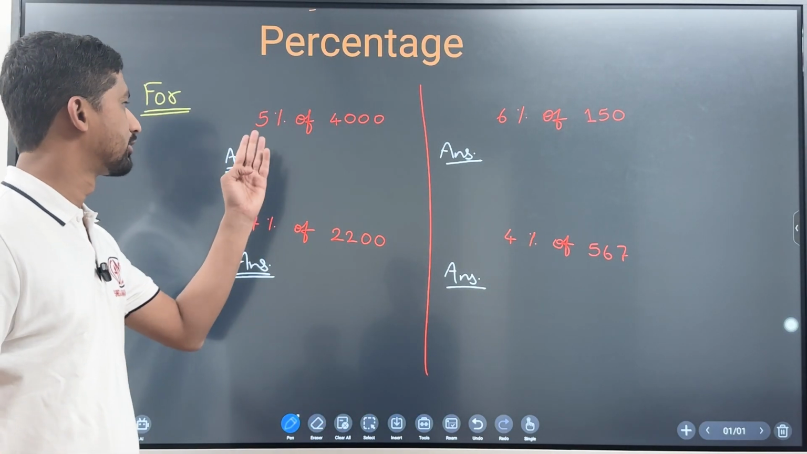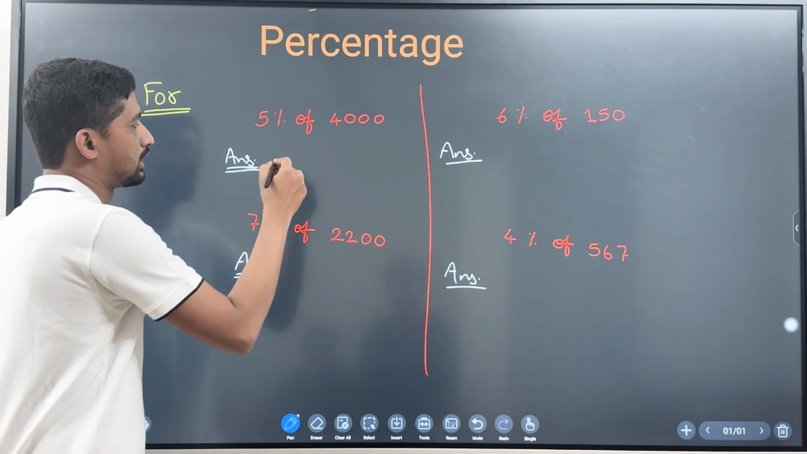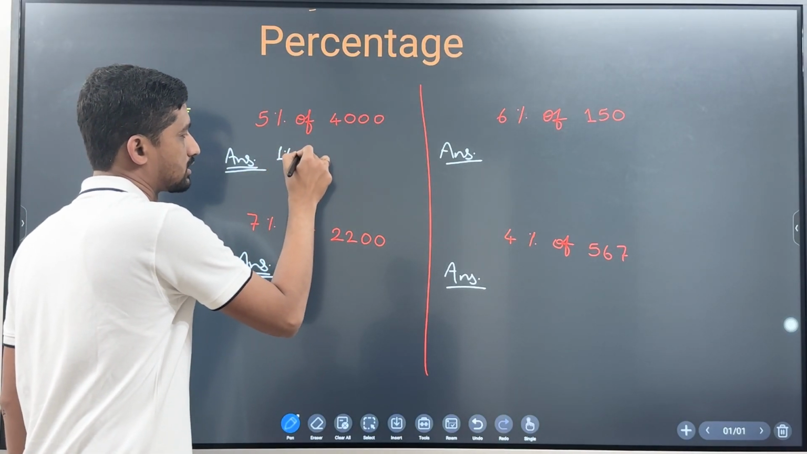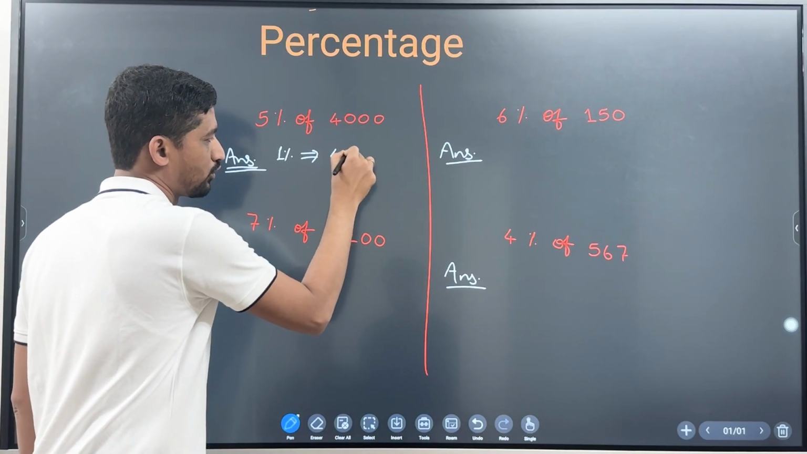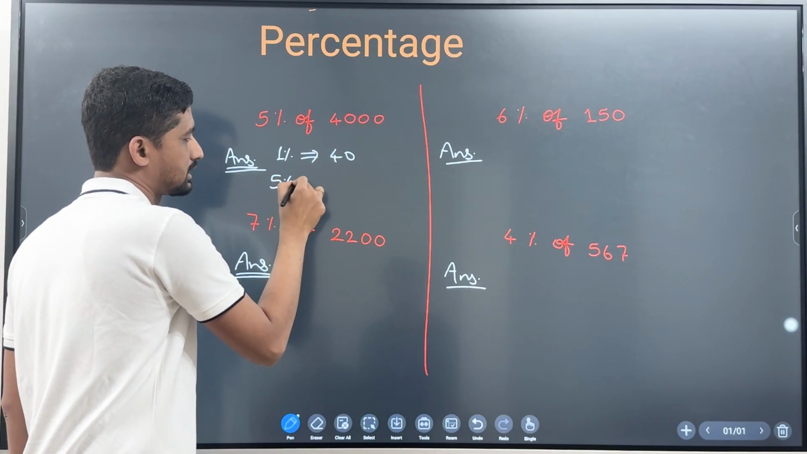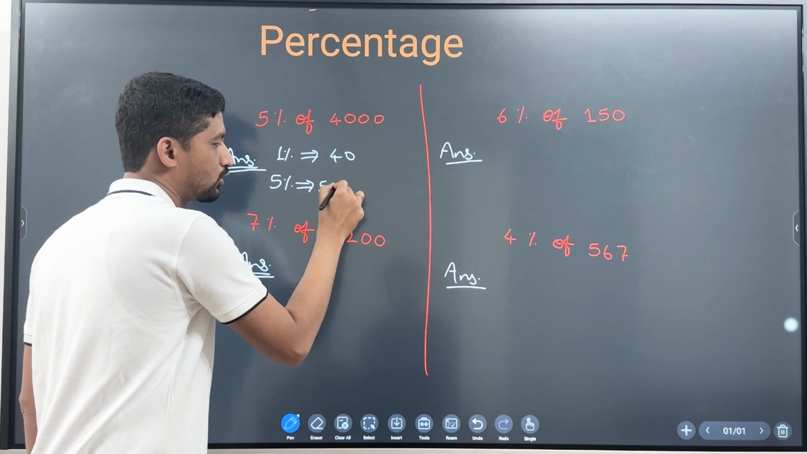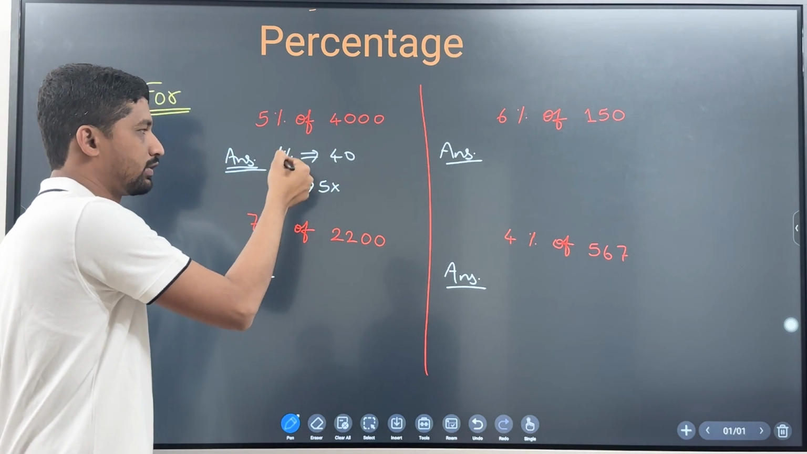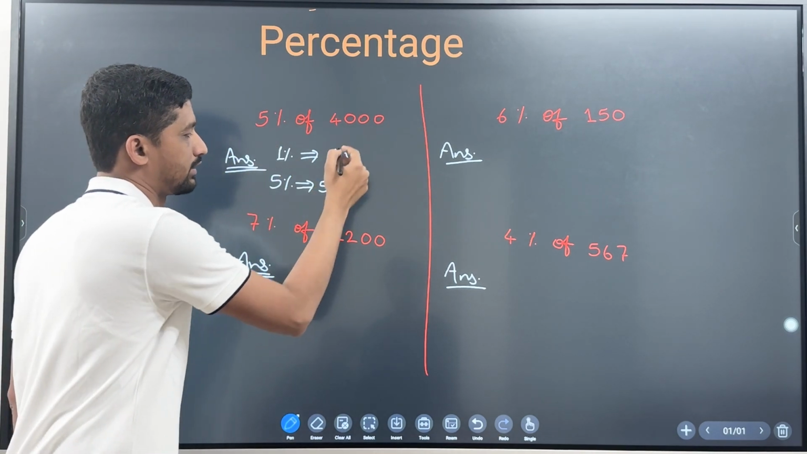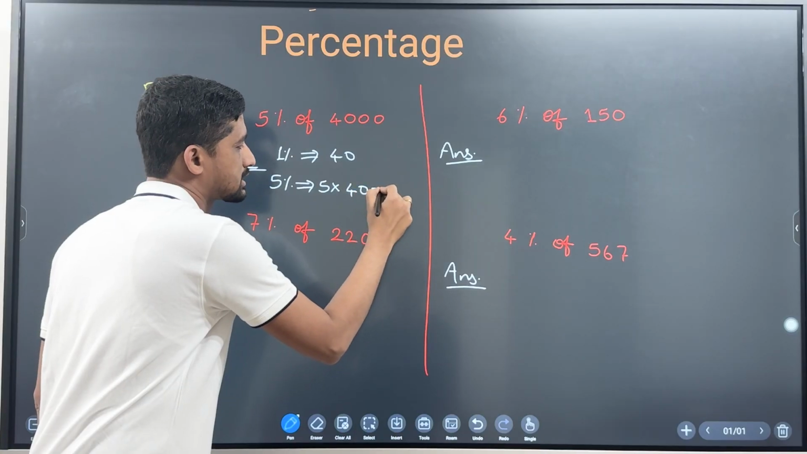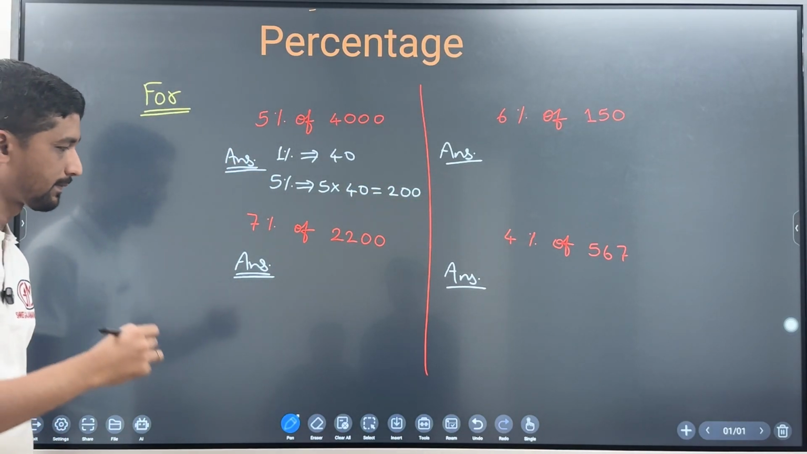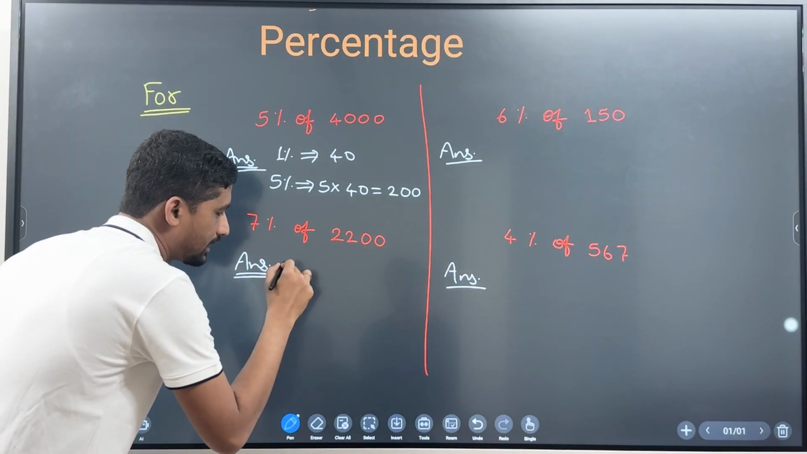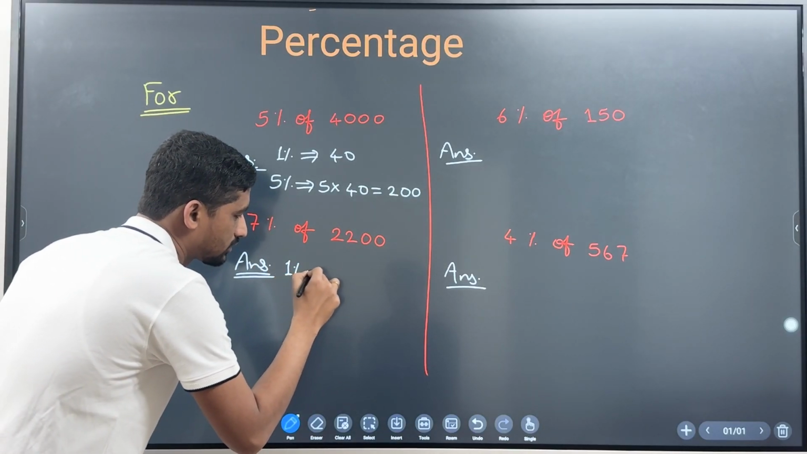For example, see, 5% of 4000. What will we do? We will find 1% first. 1% is what? We will neglect the last two zeros. It will be 40. Now 5%. 5% means 5 into 1%. Similarly, 5 into 40. The value of 5% will be 200.